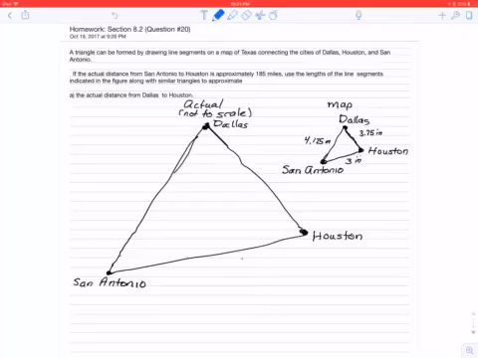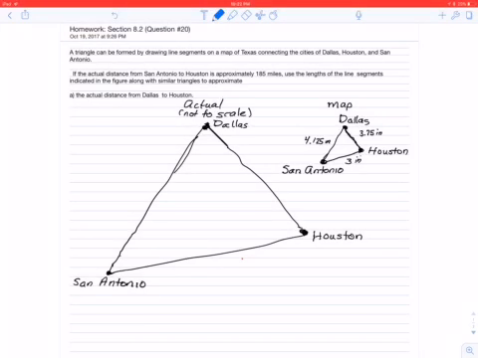A triangle can be formed by drawing line segments on a map of Texas connecting the cities of Dallas, Houston, and San Antonio. If the actual distance from San Antonio to Houston is approximately 185 miles, use the lengths of the line segments indicated in the figure along with similar triangles to approximate the actual distance from Dallas to Houston.